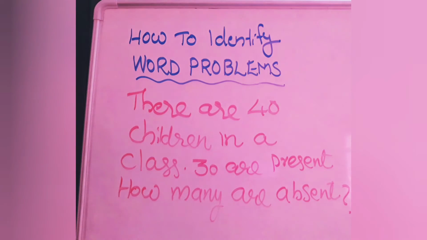Here the word left is not there. Remaining is also not there. So what do you have to think? Read the question many times and picture it in your mind. It is understood that if 30 are present, some are absent, so we have to do minus. Here left and remaining are not there. Think and do the sum with minus.